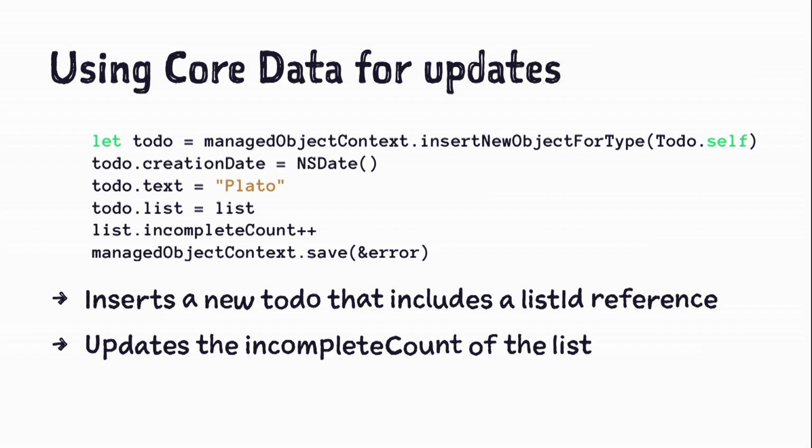We're giving it a text. We're relating it to a list. The list is also an object. We're updating the incomplete count of the list. And then we're saving. And Meteor iOS will take care of translating these changes into operations that can be performed on the server, boilerplate CRUD methods that are called. It inserts a new to-do, which includes a list ID reference, and it updates the incomplete count of the list.